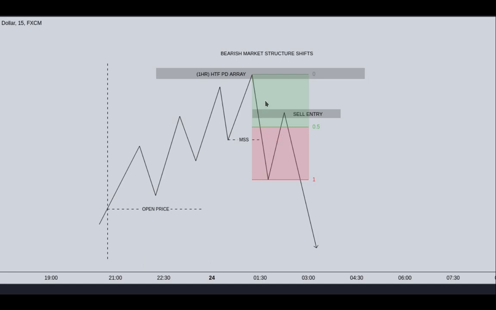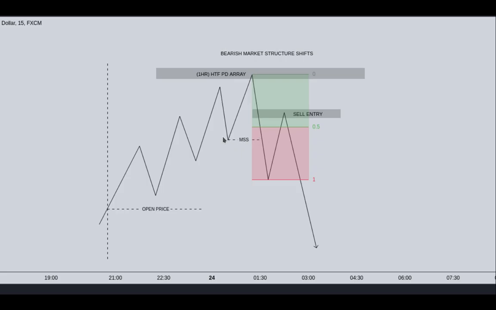So for the bearish market structure shift, it's the same concept in a reverse way. So when price opens, we mark the open price. So we want to see price being engineered to a higher time frame PD array or a higher time frame resistance level in simple terms. So when price trades to that level, we wait for it to break the last swing low in that leg before hitting the higher time frame PD array.